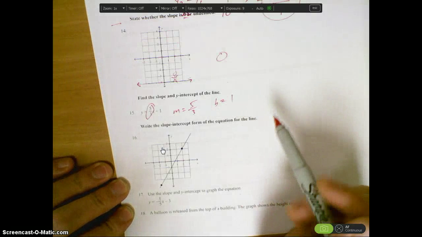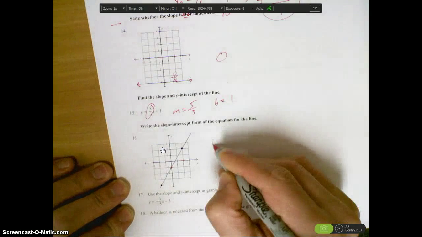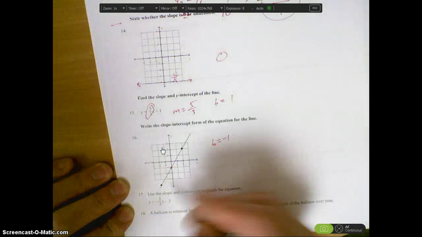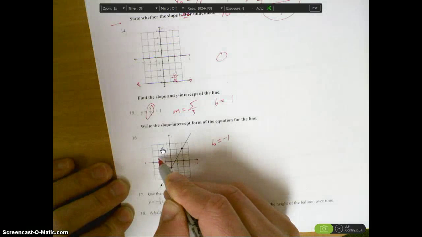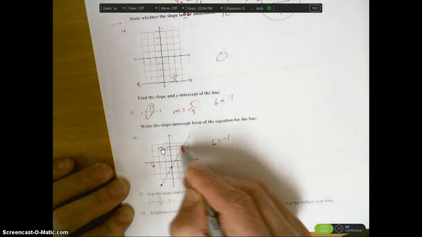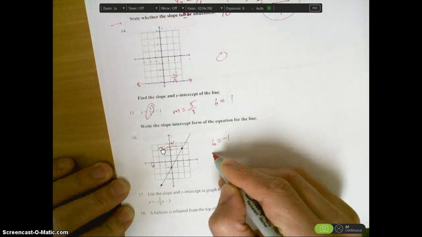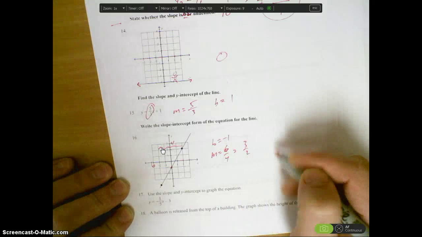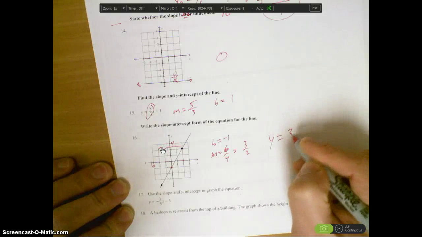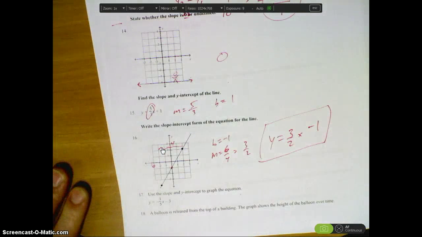Write the slope-intercept form of the equation. So I know the y-intercept is -1. That's down there. So b equals -1. The slope, to me, looks like probably 1, 2, 3, 4, 5, 6, up 6. 1, 2, 3, forward 4. So rise over run, 6/4. M equals 6/4, which is 3/2. So that's my slope, and that gives me y equals mx plus b is my answer to that problem: y equals 3/2 x minus 1.